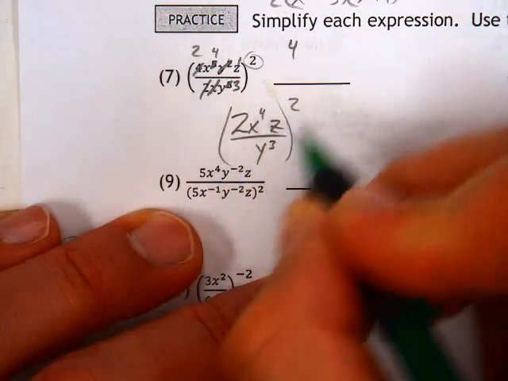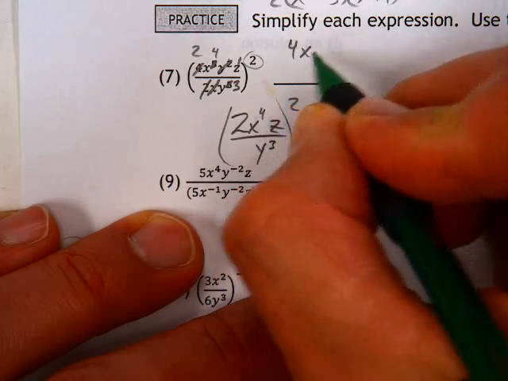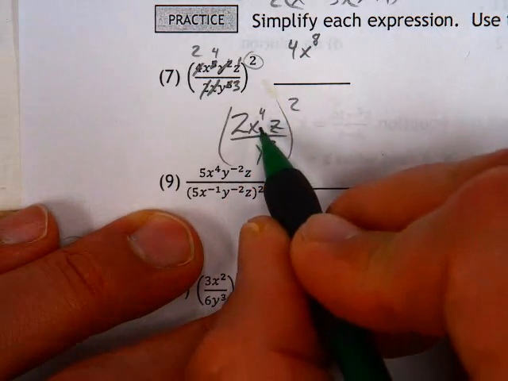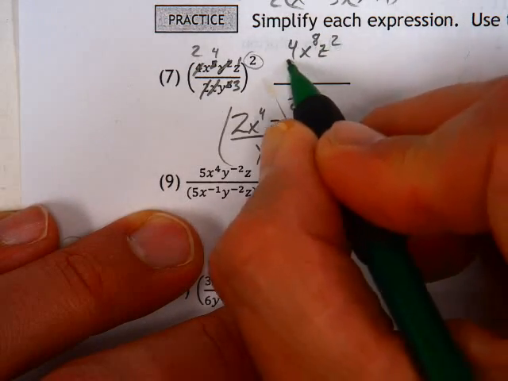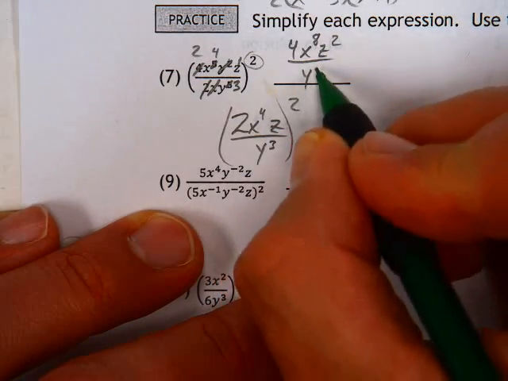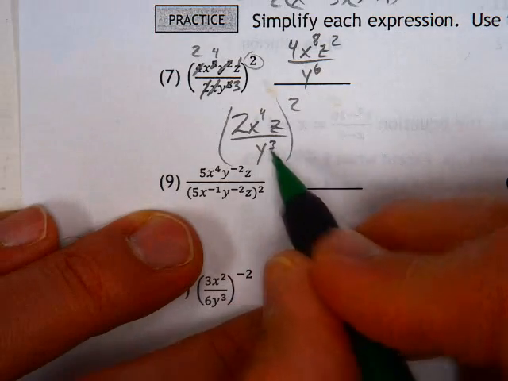So you have a 4, which is 2 squared. Then you have an x to the 8th power, because you multiply the exponents when you raise to the power, and then you have z squared over. And this is going to be y to the 6th power because you're multiplying there.